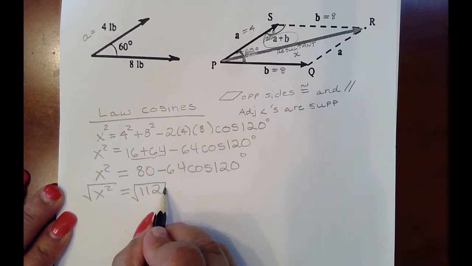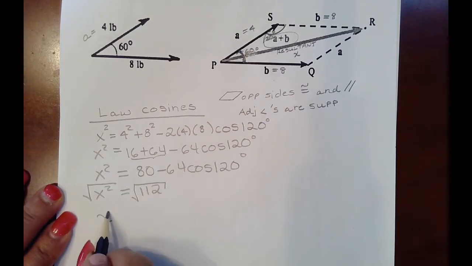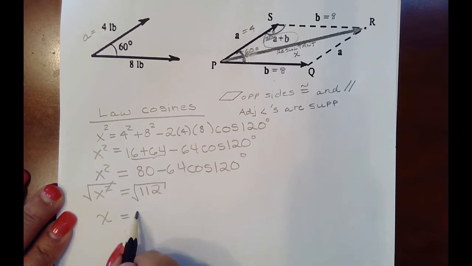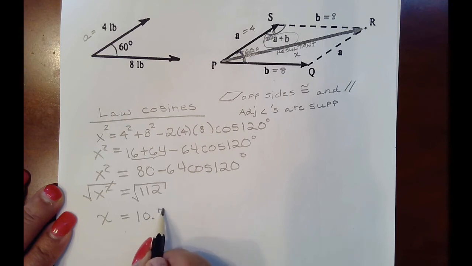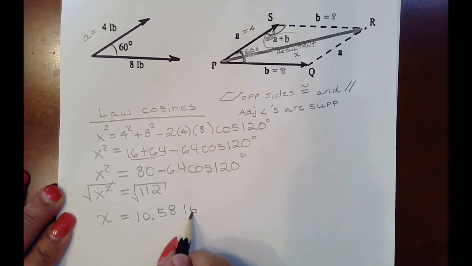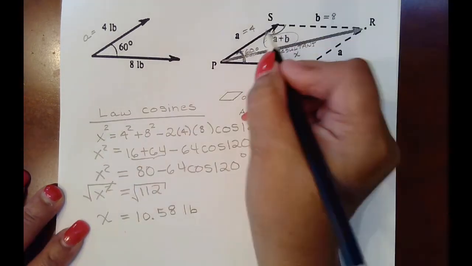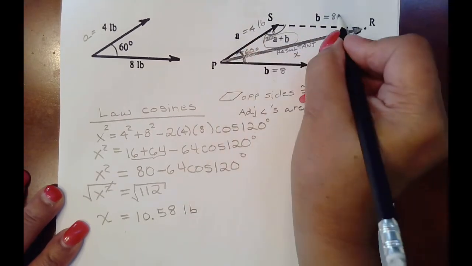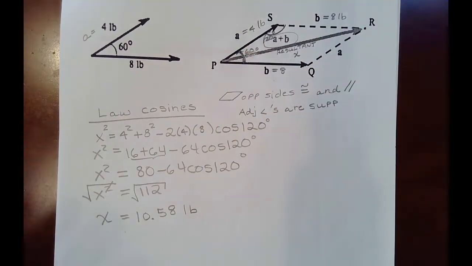So if we take the square root of the left, we're going to take the square root of the right. The square root gets rid of the square. Square root of 112 is approximately 10.58. Why don't we just round to the hundredths place here? Okay, and the unit would be pounds. Everything was in pounds. This was 4 pounds, 8 pounds. They're in pounds rather than meters or inches because they actually represent a force. A vector can be a force.